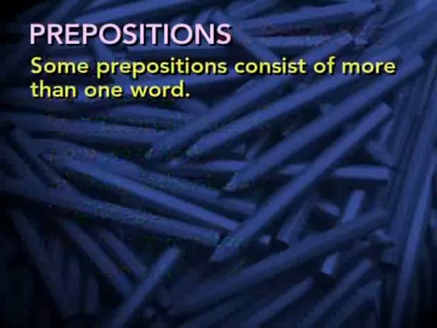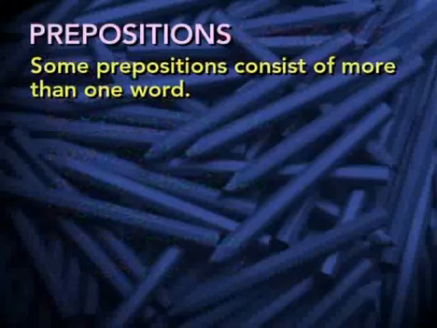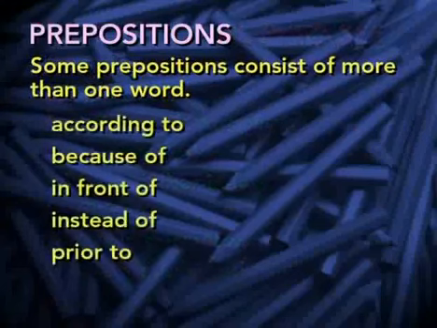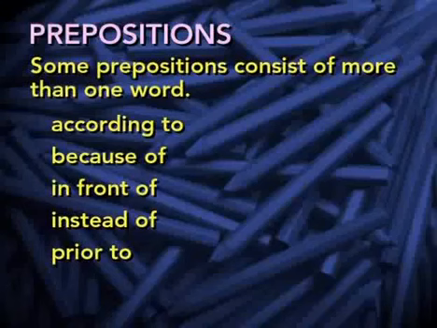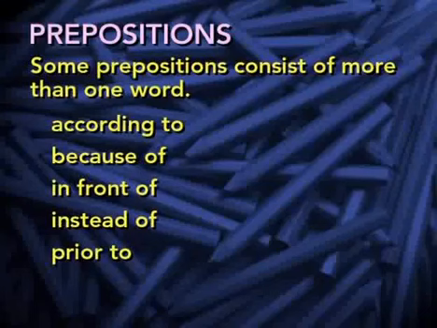Now, some prepositions consist of more than one word. Here are a few examples: according to, because of, in front of, instead of, prior to. And again, there are other examples. You can see that although these prepositions consist of more than one word, the 2 or 3 words that make up the preposition work together and have a single meaning.